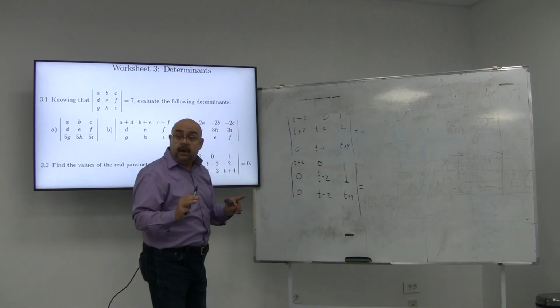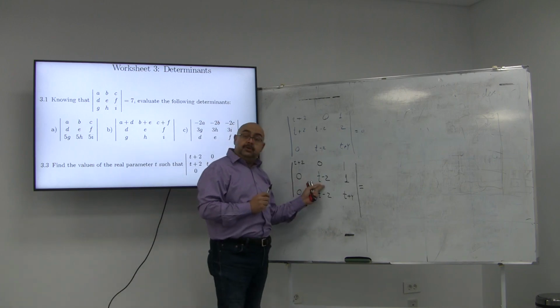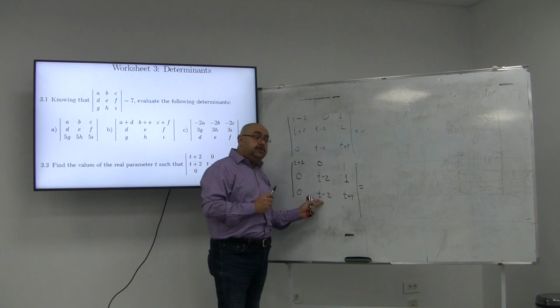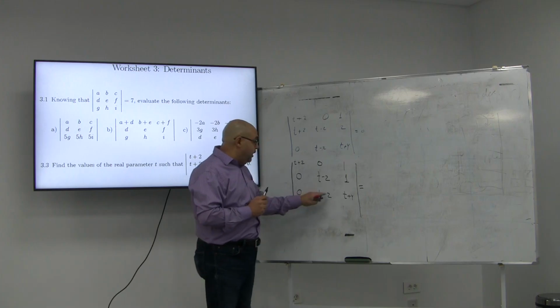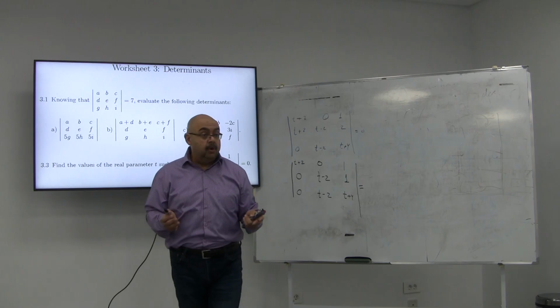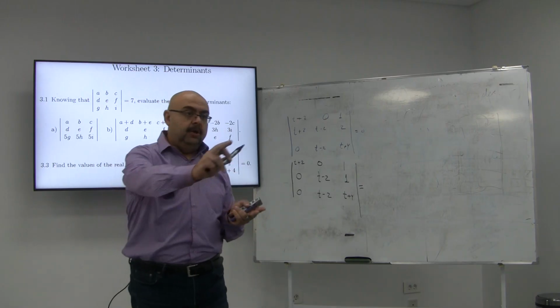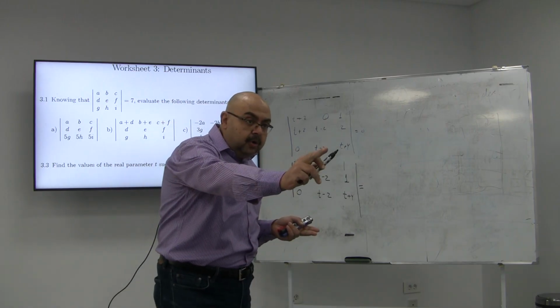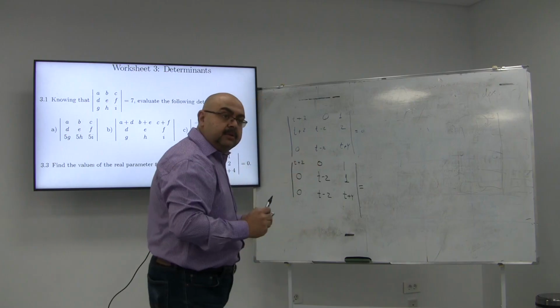tempting. Okay? You have exactly t minus 2, then you have t minus 2. If I multiply this row by negative and add it to the third row, I think I will be able to eliminate t minus 2. And then I will have a lower triangular matrix or a lower triangular determinant. What's the advantage of having a lower triangular determinant? Can you answer?